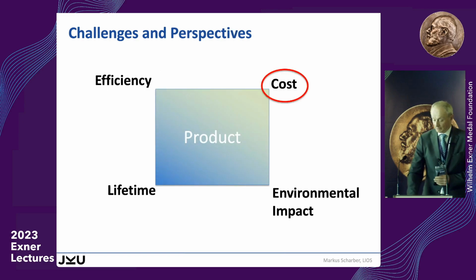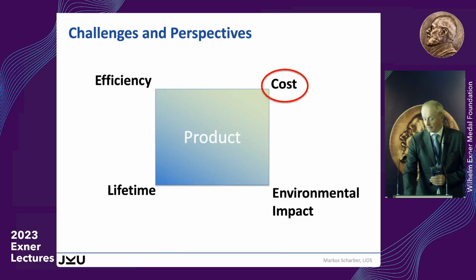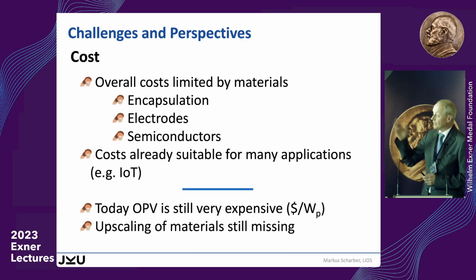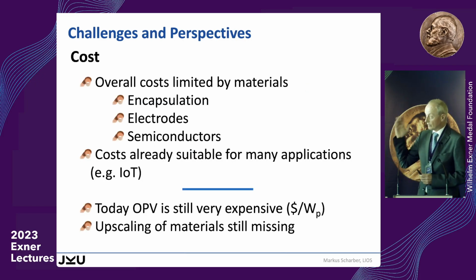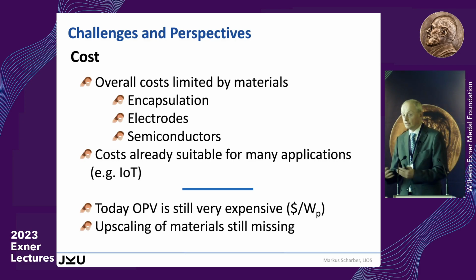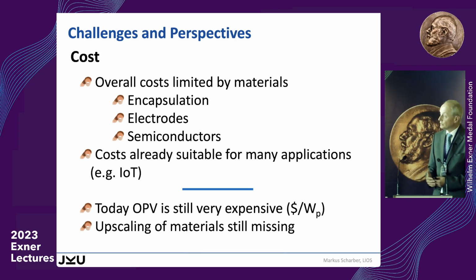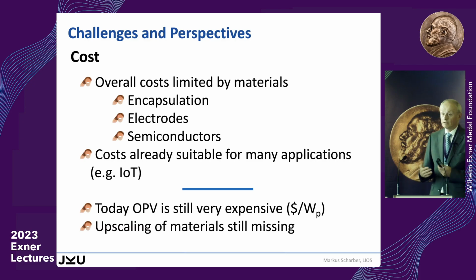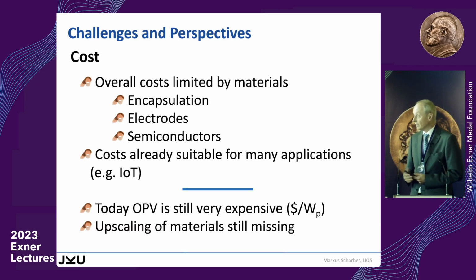Okay, then let's go to cost. Again, there's a good side. If you look at the cost structure, the overall costs are dominated by the materials. This is exactly what we heard in the morning. This is good. The process to make them is essentially zero. So if all these components are cheap, at the end, also the solar cell will be cheap.